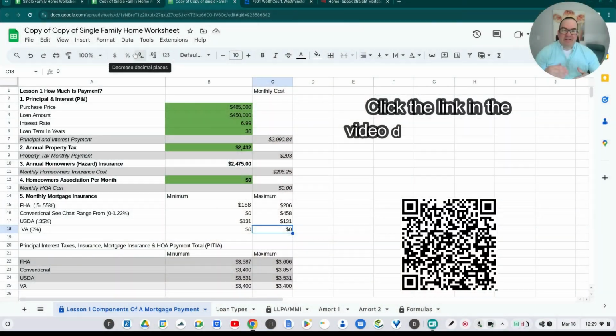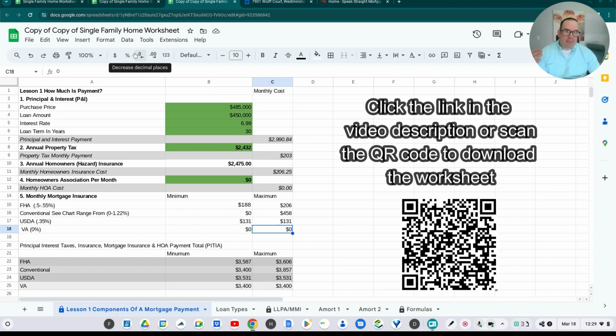What I'm trying to change is give you actual worksheets to practice this so you can compare the cost of one house to another. And that's kind of the point of learning the components of a mortgage payment, because 95% of all the buyers don't understand the components of a mortgage payment. So instead, they just look at the purchase price and assume the lowest purchase price is going to have the lowest monthly payment, and that is almost never the case. I'm going to get into why.